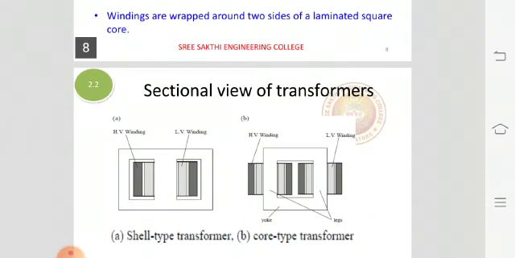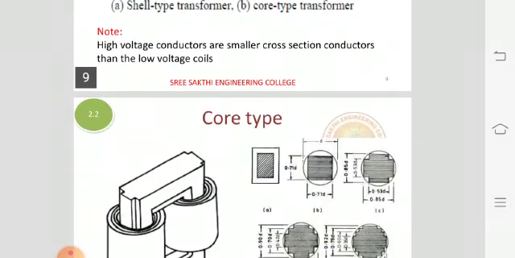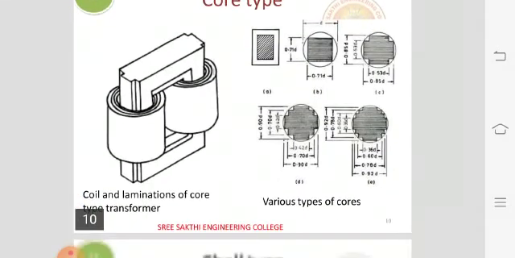See, this is a sectional view of transformer. One is high voltage winding, another one is low voltage winding. So there are two types, one is shell type, another one is core type. You can see in the diagram. High voltage conductors have smaller cross-section than the low voltage coils. So here in the core type, various types of cores we can see in this diagram.